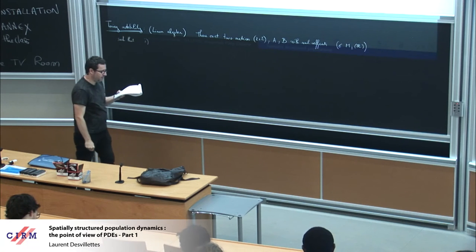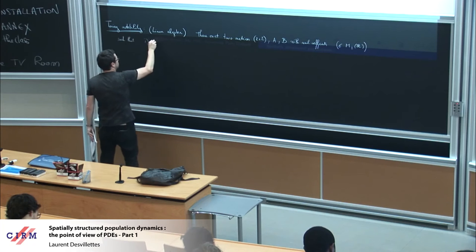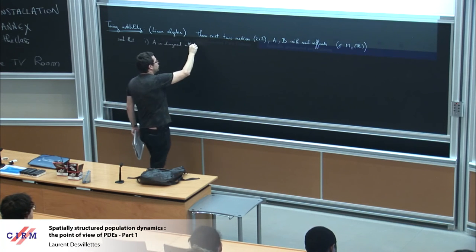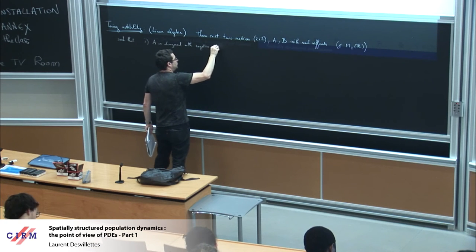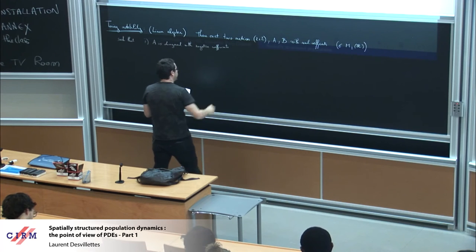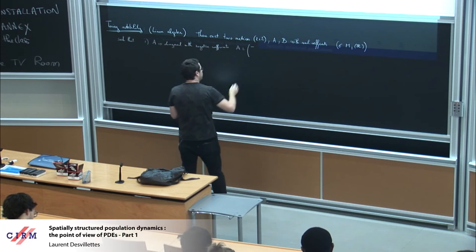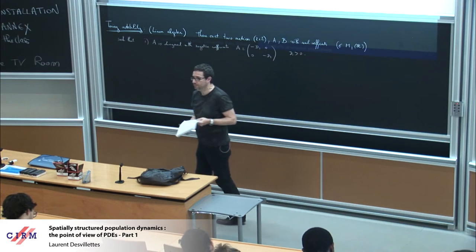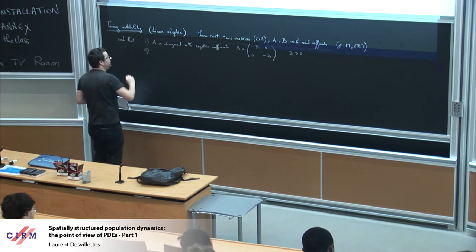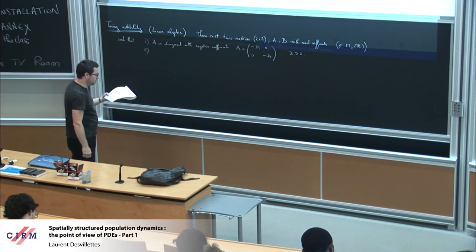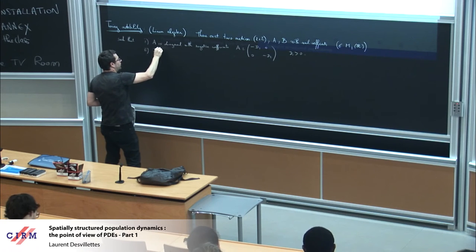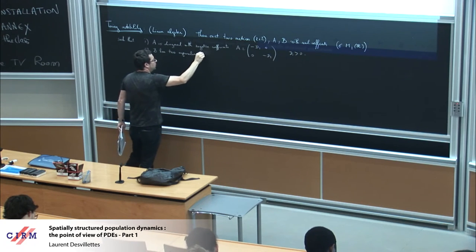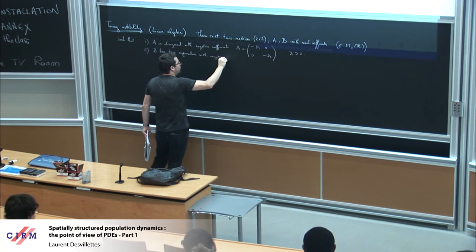So first thing is that A is diagonal, with negative coefficients. So this means that you can write A as diagonal with entries minus d1, minus d2, and 0 elsewhere, with the di strictly positive, okay? The second thing is that B has two eigenvalues with negative real parts.